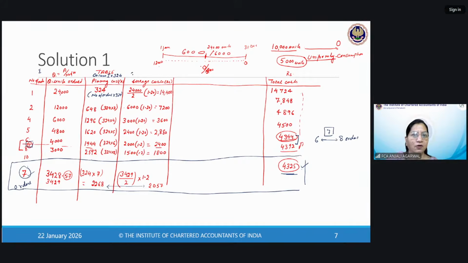Storage cost, column 2, divide by 2 into cost of storing 1 unit for 1 year. And total cost, this is column 3 plus column 4.